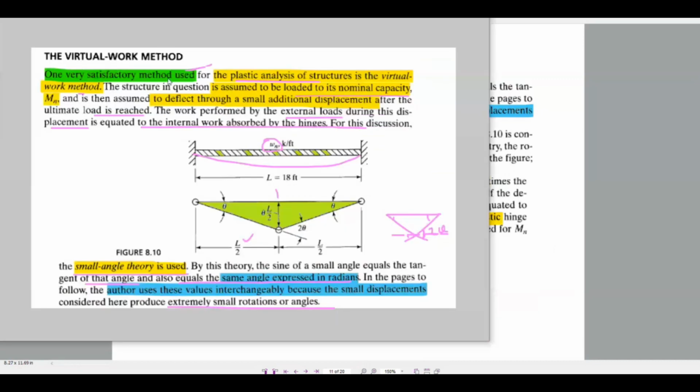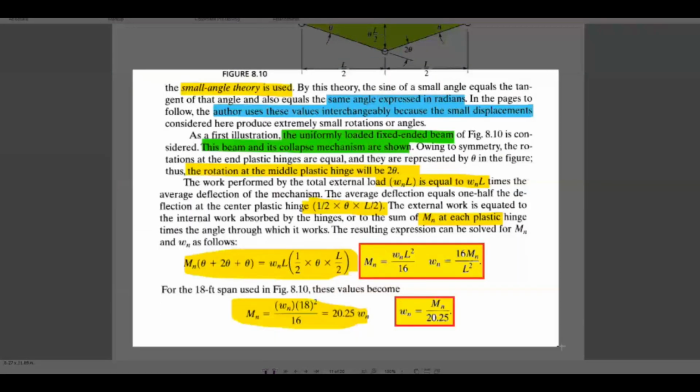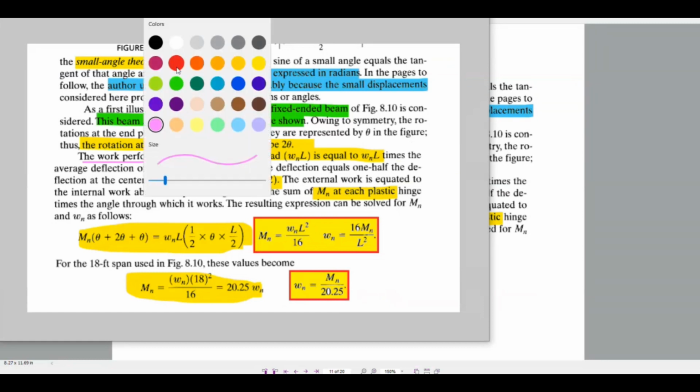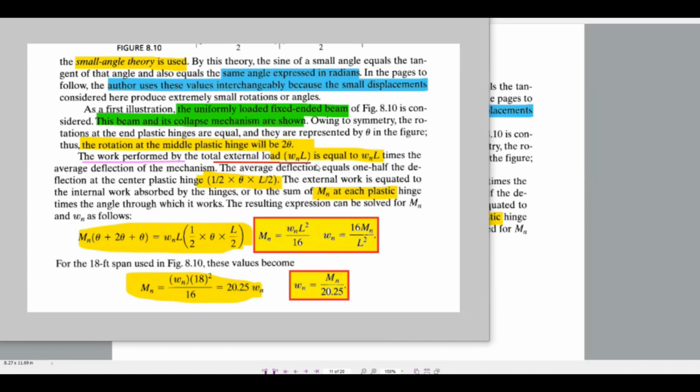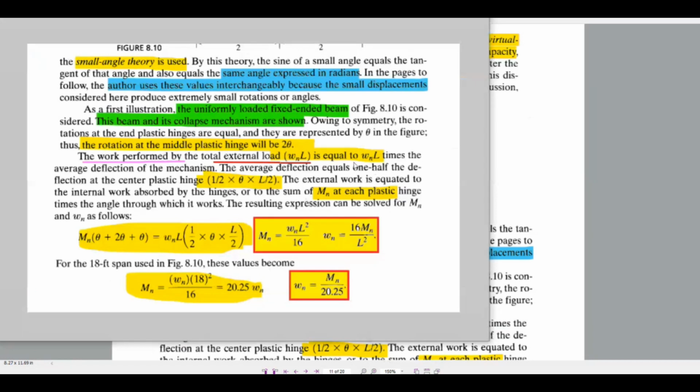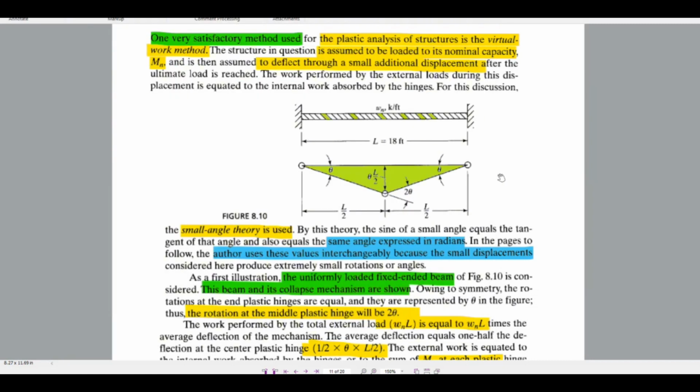So we will see it here. The work performed by the total external load Wn into L, we have seen that the loading is Wn. Wn into L is the total load, equal to Wn times L times the average deflection of the mechanism. The average deflection equals one half of the deflection, that is, the deflection at this location, L by 2 into theta. So L by 2 into theta into 1 by 2 gives the average deflection. This deflection is theta into L by 2.